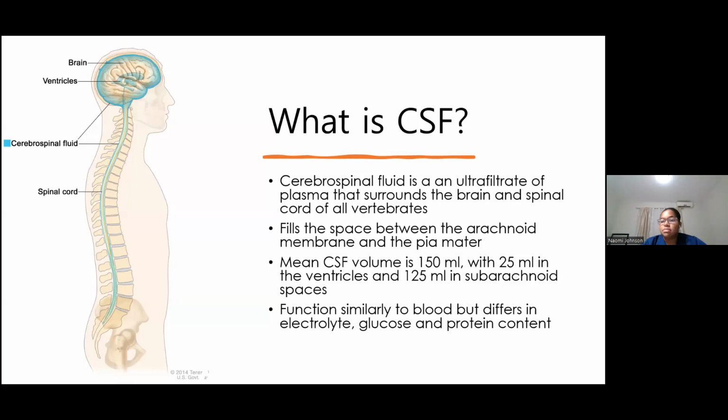Essentially, it's a clear, colorless liquid. It's an ultrafiltrate of the plasma that bathes the CNS, so the brain and the spinal cord. This is found in the subarachnoid space, which is the space between the arachnoid membrane and the pia mater. And we usually have an average of 150 mils of CSF volume at any one point in time, with 25 mils being attributed to the ventricles and 125 in the subarachnoid spaces. The CSF functions similarly to blood, but differs in composition of electrolytes, glucose, and protein content.